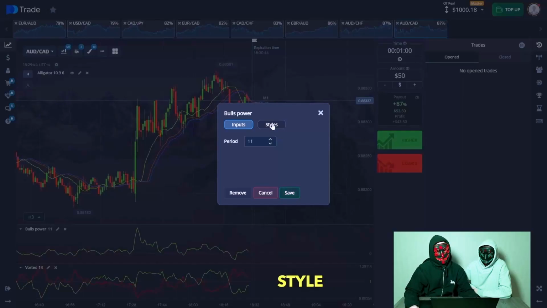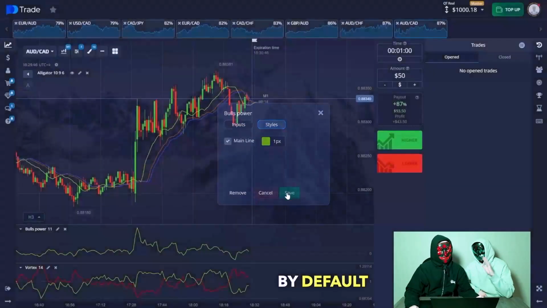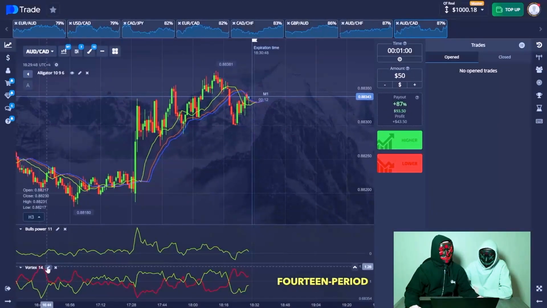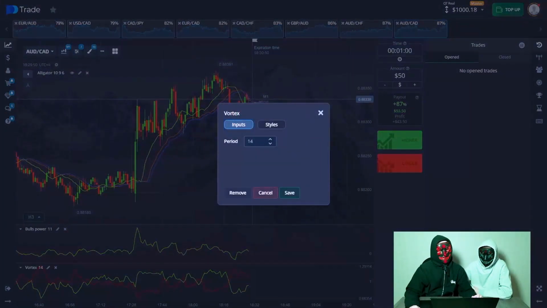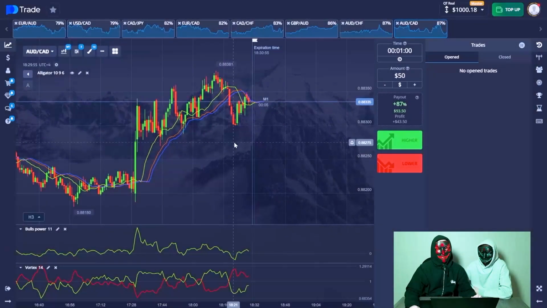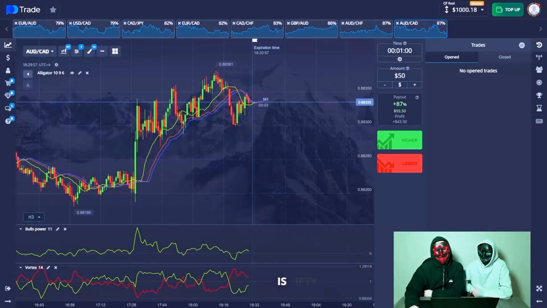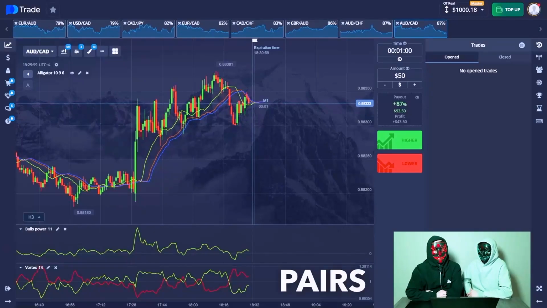You can choose any style here. We have Vortex by default. Here are the settings according to the 14 period style. The classic safe time is 1 minute, the first trade is $50, and several currency pairs start trading now.